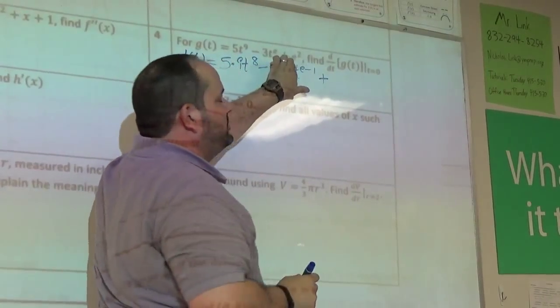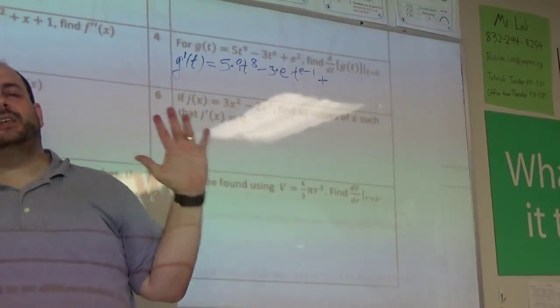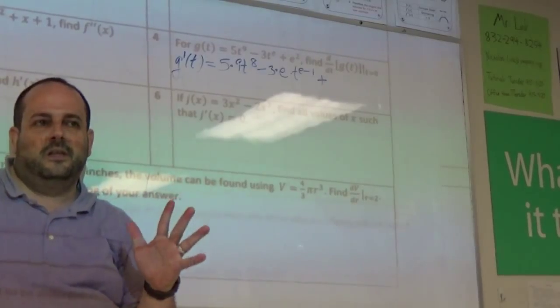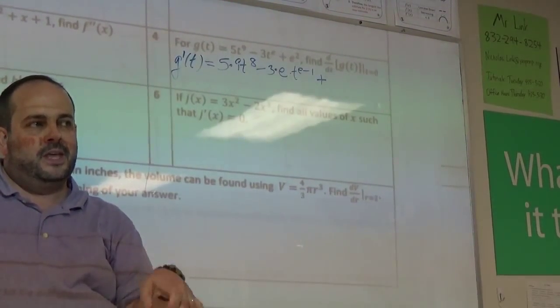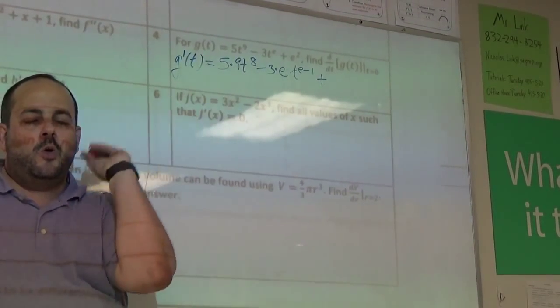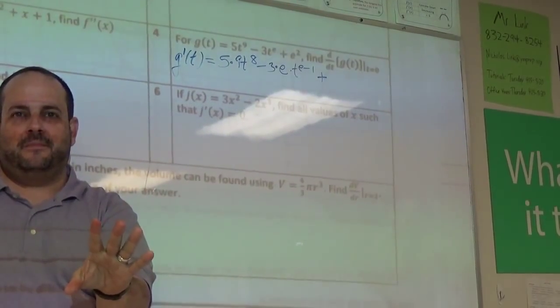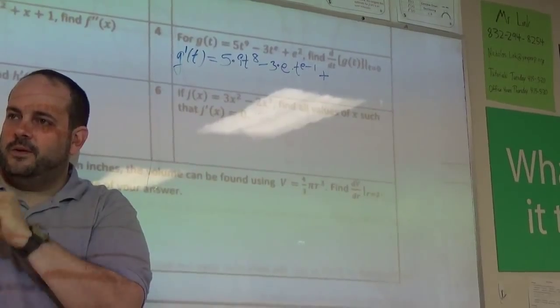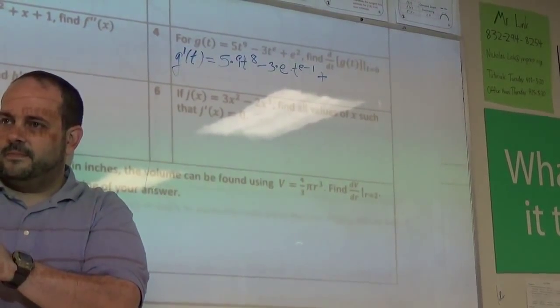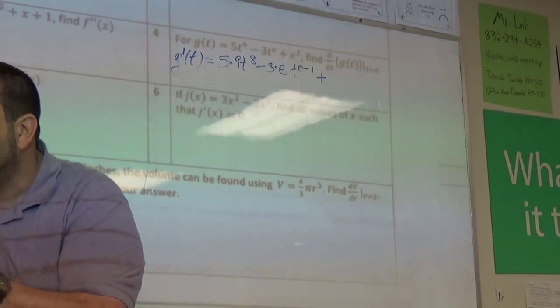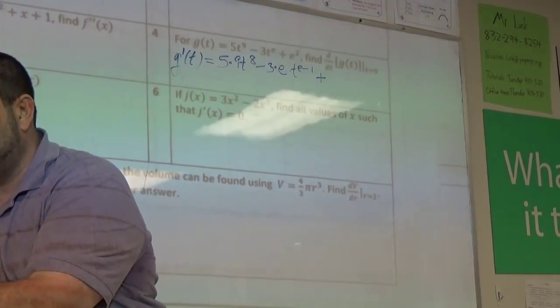Plus, think about this for 3 seconds before you say what the derivative of e squared is. 3, 2, 1. What is it? 2e. 2e. Jose, what are your thoughts on this? One more time? It's a constant. It's a constant.